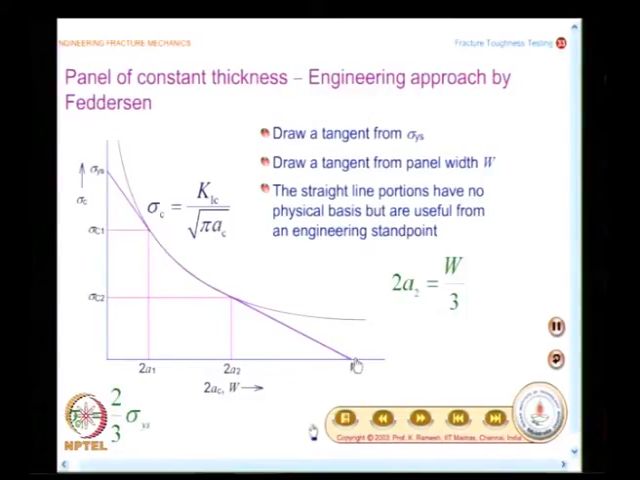And if you draw a tangent from W, you have this as the corresponding point as 2a2 equal to W/3. So, your screening criteria is depicted here in this fashion. And what you will have to keep in mind is the straight line portions have no physical basis, but are useful from an engineering standpoint.